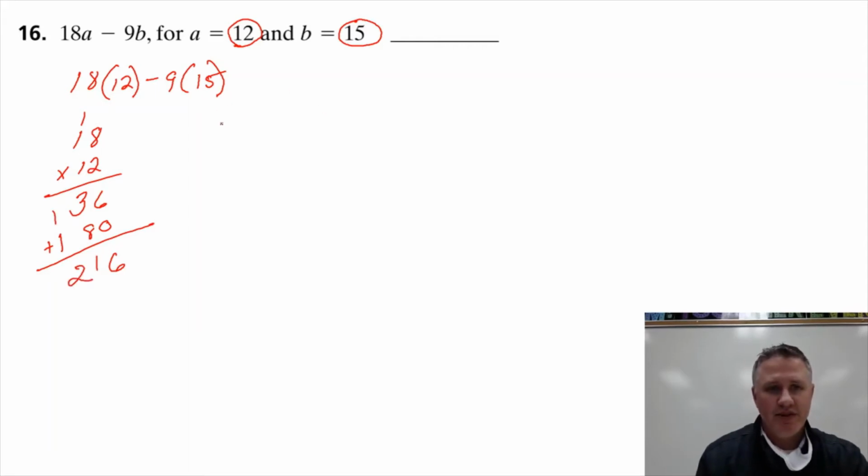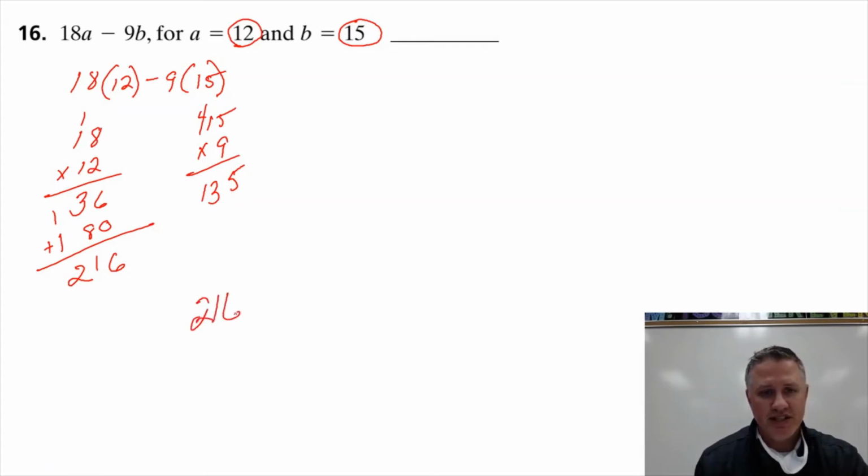Now 9 times 15. 15 times 9 is 45. Carry the 4. 9 times 1 is 9 plus the 4 is 13. So basically, I have 216 minus 135. So I'm going to line it up. 216 minus 135. 5 from 6 is 1.